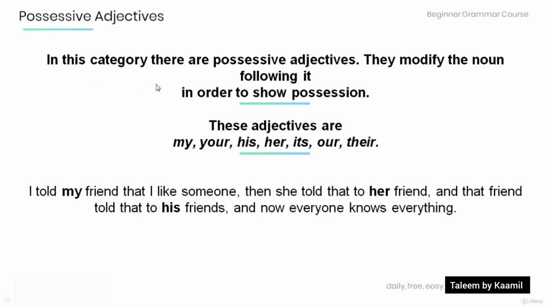Now, in this category, there are possessive adjectives, and they modify the noun following it in order to show possession. These adjectives are my, your, his, her, its, our, and their. Have a look at the example below.